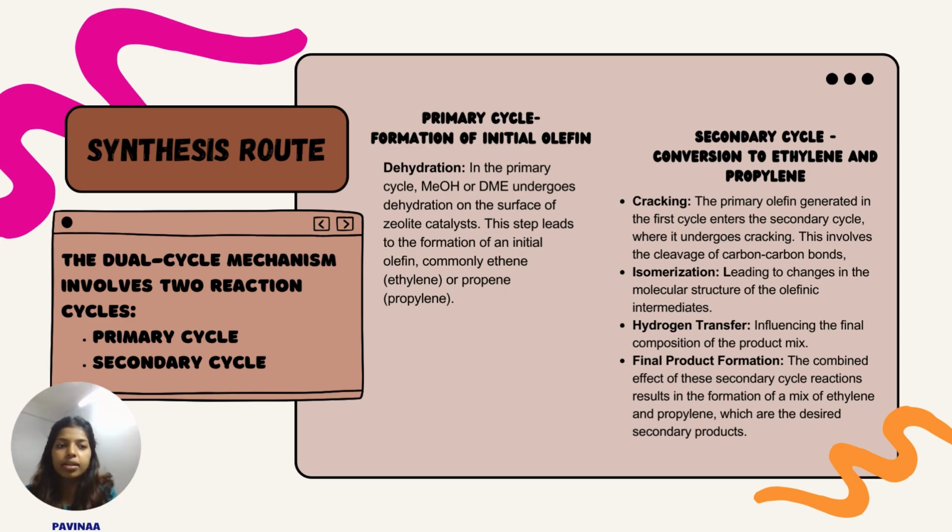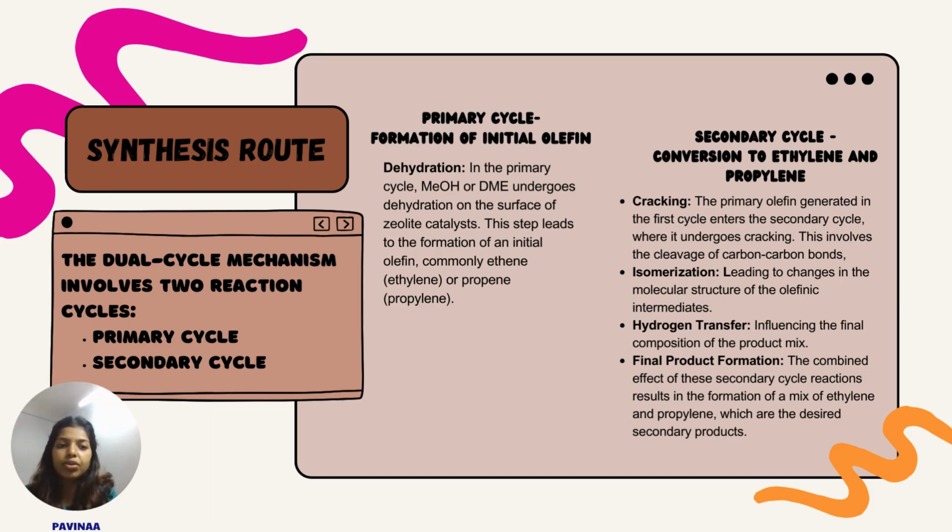In the primary cycle, methanol or dimethyl ether undergoes dehydration on the surface of the zeolite catalyst. This step leads to the formation of an initial olefin, commonly ethylene or propylene. In the secondary cycle, some of the produced olefins undergo secondary reactions such as cracking, where the primary olefin generated enters the secondary cycle where it undergoes cracking.